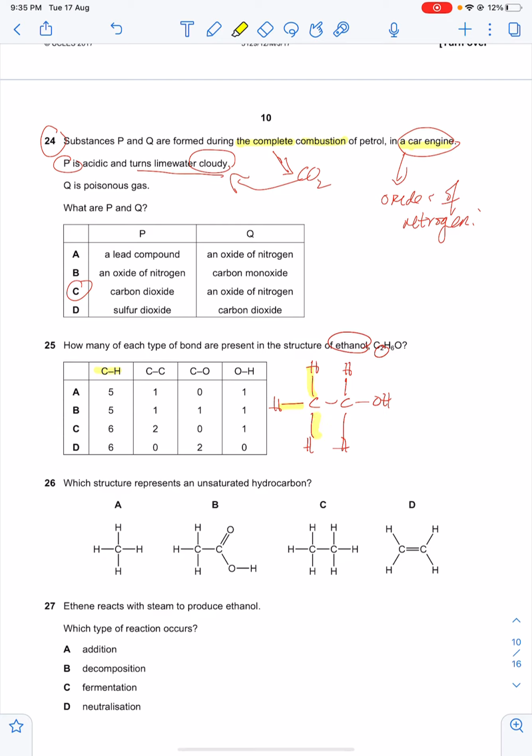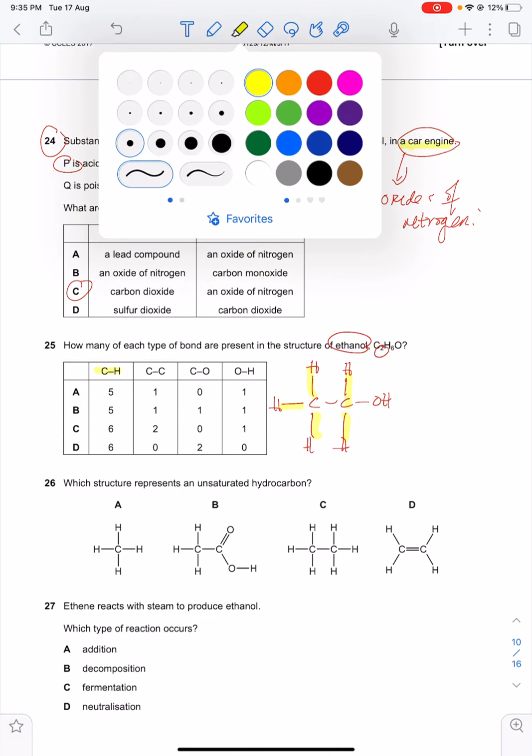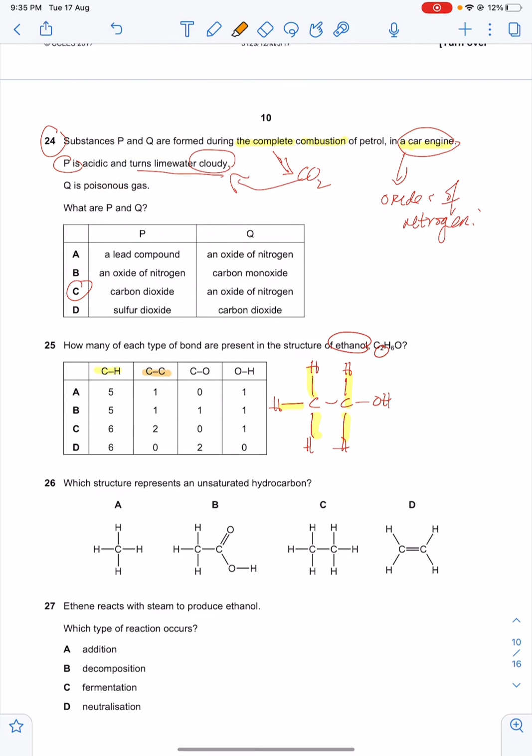1, 2, 3, 4, 5. Orange is for the CC bond, which is 1. I'm going to use green for the CO bond, which is 1. And obviously I need to draw the structural formula in a way that shows the OH bond. So I'm going to use blue color, 1. So you have 5, 1, 1, 1. So the answer is B.